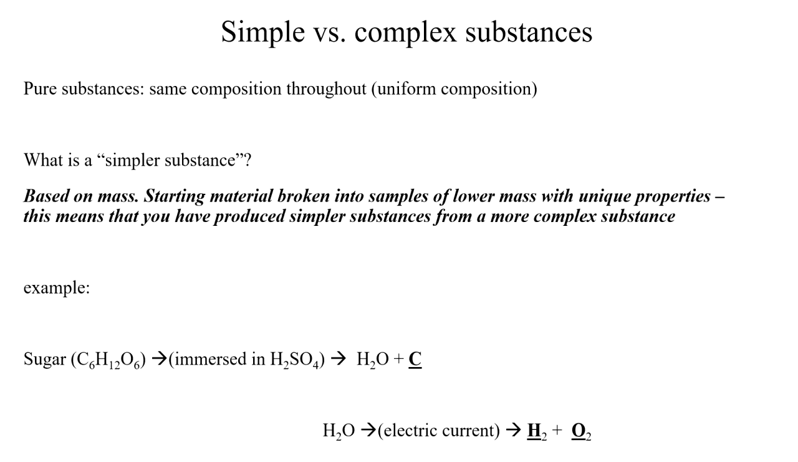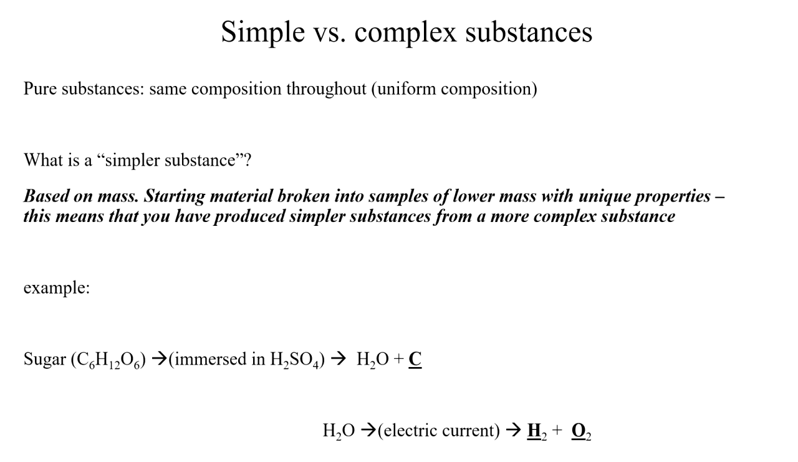And then I can take my elastic bands, and I could take all the rubber that makes up the G.I. Joe body and legs, and that would be another substance. So the basic idea, simpler substance, it's based on mass. A starting material or structure or substance is broken down into samples of lower mass that compose that overall substance, and those lower mass, smaller amounts of substance each have unique properties. So that means that we produced simpler substances from a more complex substance.